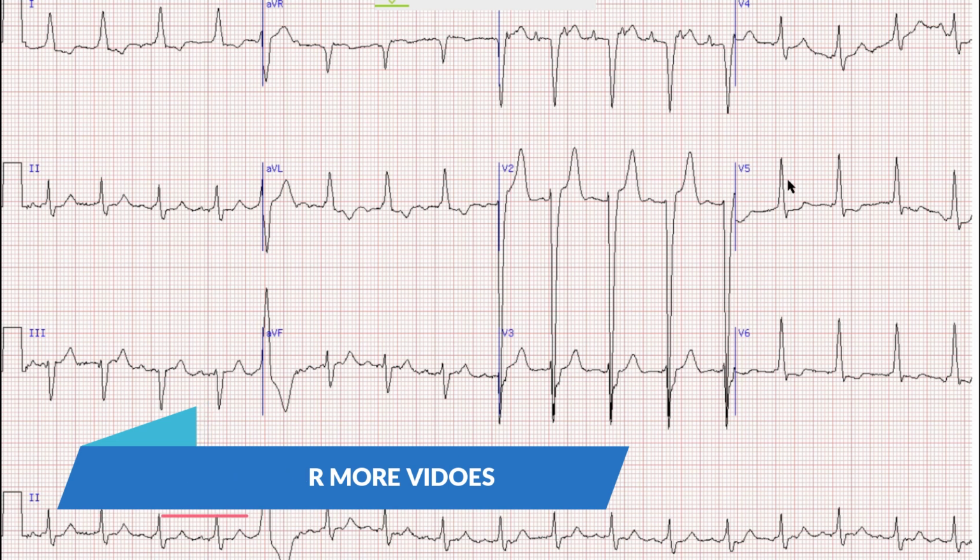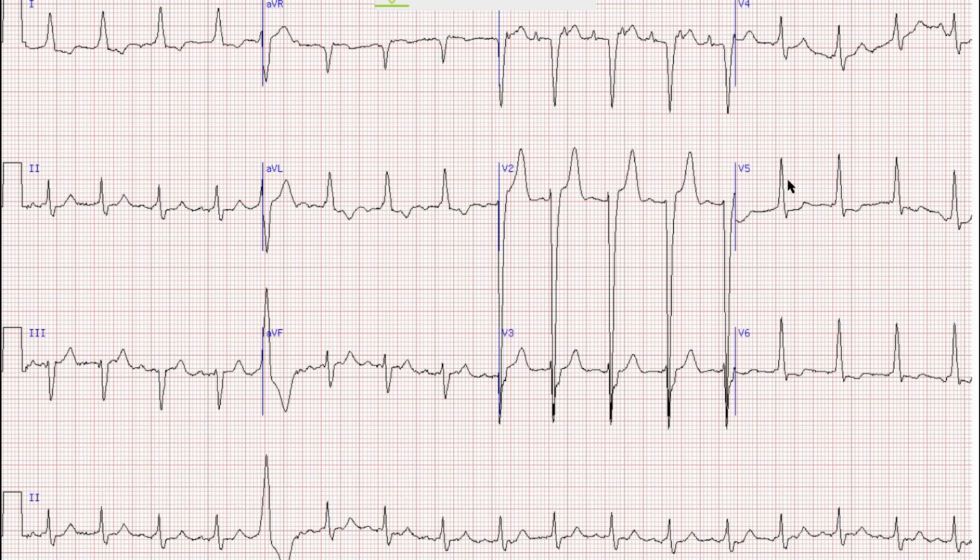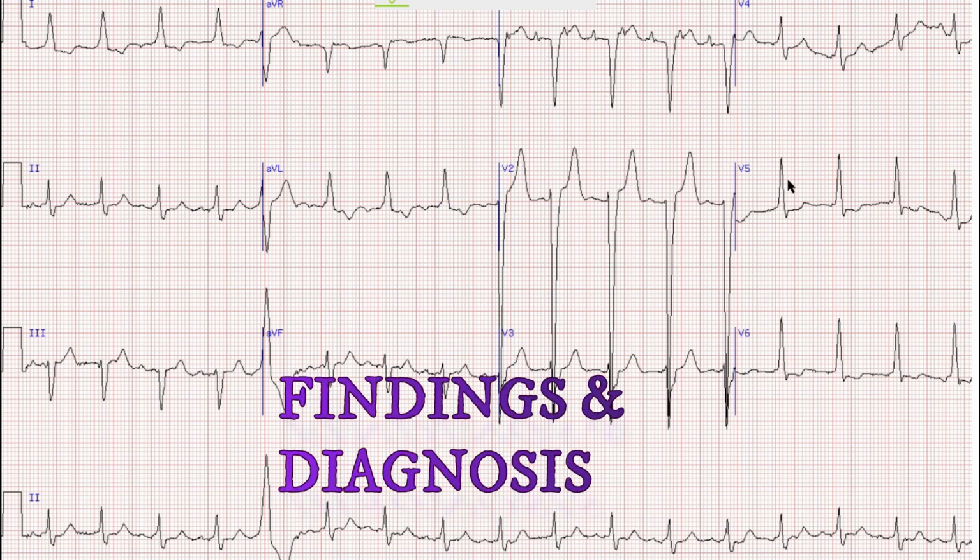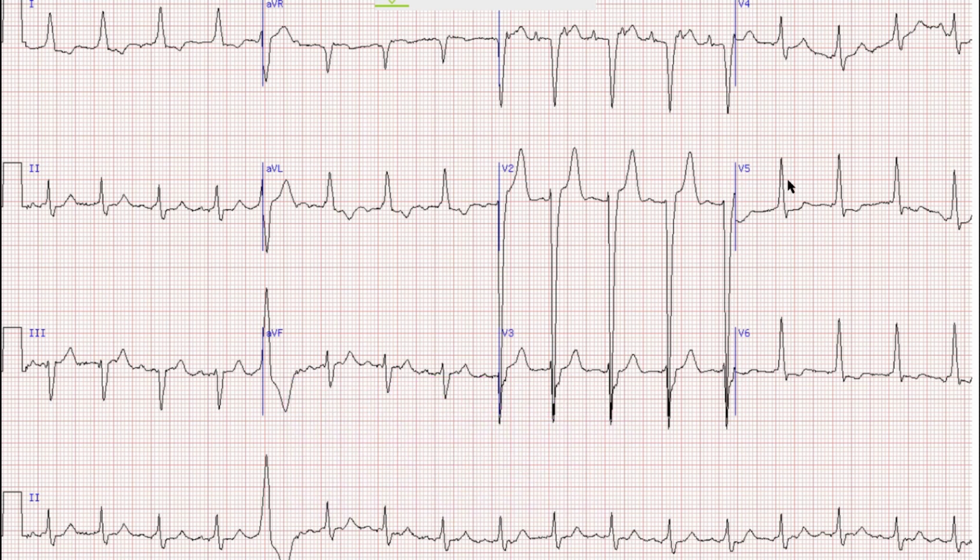So this is the ECG which we are going to discuss today. But before starting the discussion on this ECG, I would like you to pause your videos, note down the findings and diagnosis with yourself so that at the end of the video you can compare these findings and diagnoses with the discussion done in this ECG. So let's begin the discussion on this ECG.